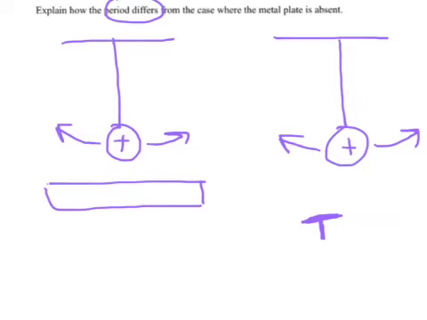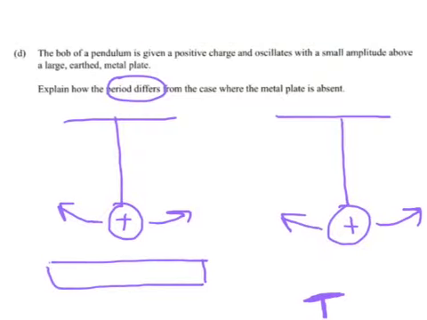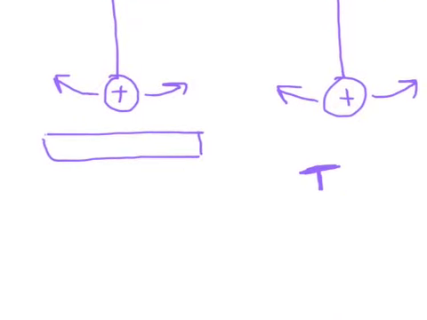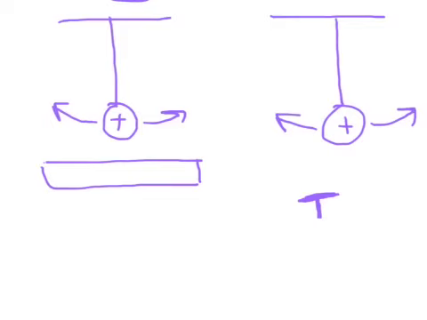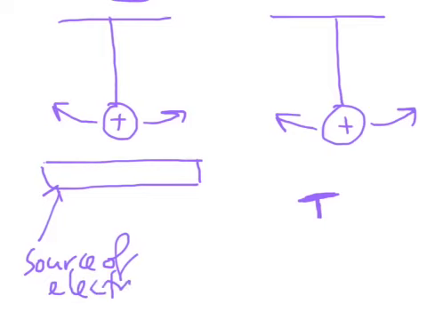you can think of a large metal plate that's connected to ground, an earthed metal plate, that is what it says. So you can assume that is a source of electrons. So lots of electrons can be in there. Now, as it swings back and forth, you're going to draw up into the surface of this large earthed metal plate a whole bunch of electrons, because the positive charge will attract them.